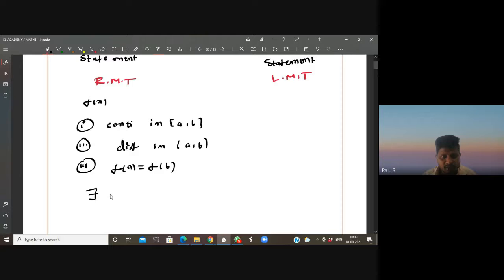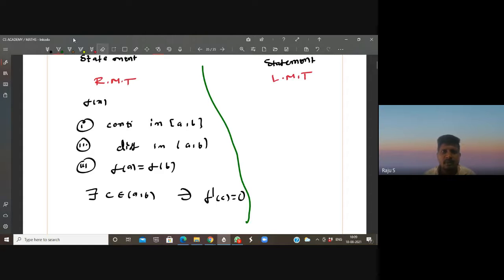then there exists a point c belonging to open interval a comma b such that f dash of c is equal to 0. F dash of c is equal to 0, right? Next step. See here, there exists a point c always in open interval, not in closed interval. In the same way, same common points.